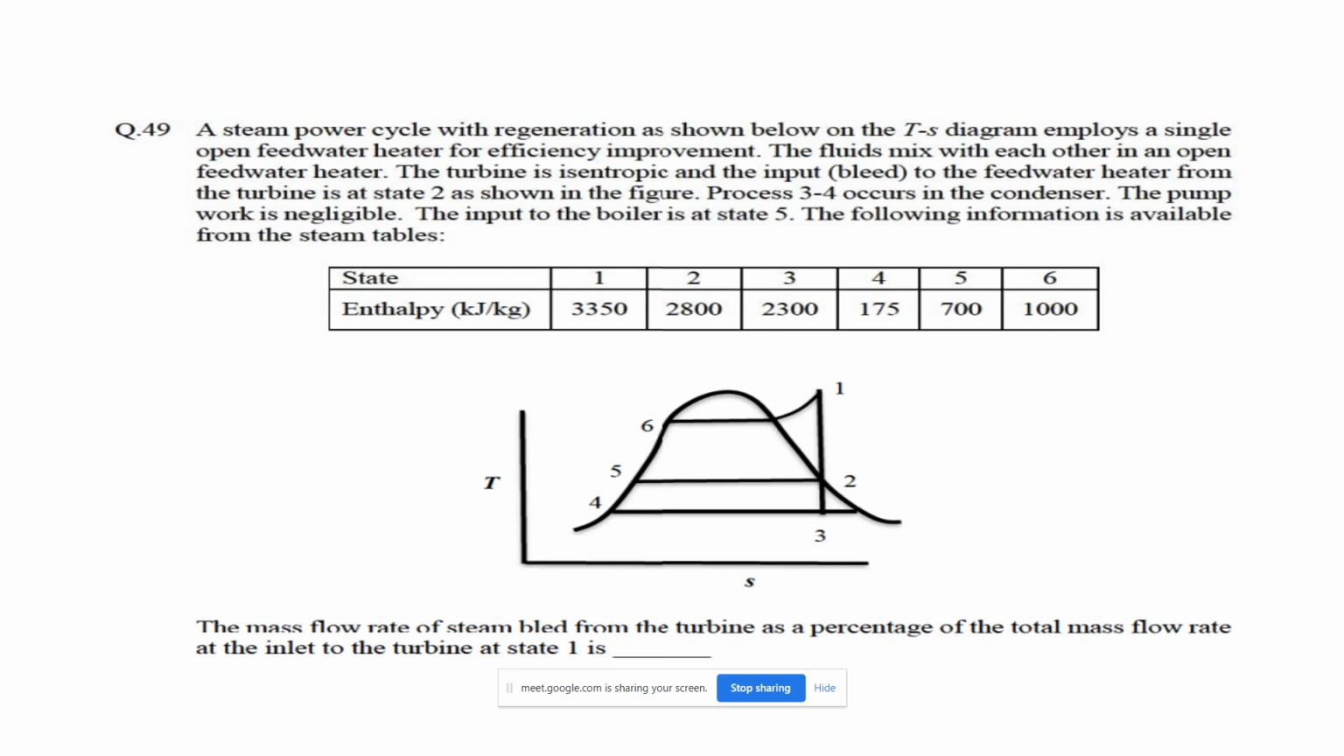Here you have to find the mass flow rate of the steam bled from the turbine as a percentage of the total. Suppose here you have extracted y. Here it is 1 minus y. Or suppose it is x kg here, so x minus y you will get here. And how much you will get here? y kg you have extracted.